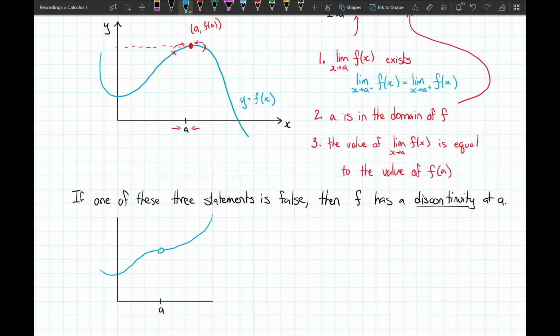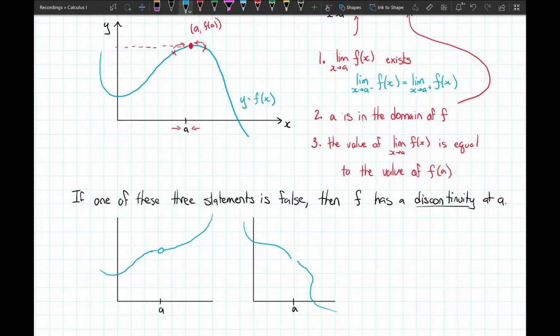Okay, so that's one kind of behavior. Another kind of behavior that's very similar to that is, let's assume the limit does exist again. So we can draw the same, more or less, where the limit from the left here and the limit from the right are both approaching the same value. Let's assume that statement 2 is also true.